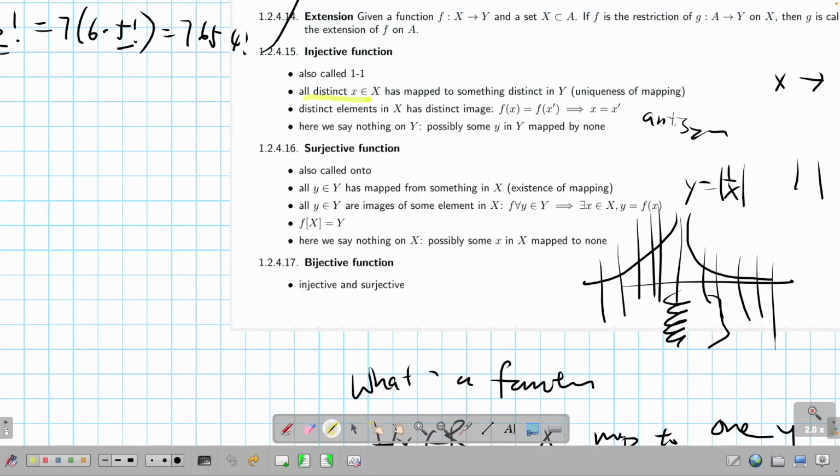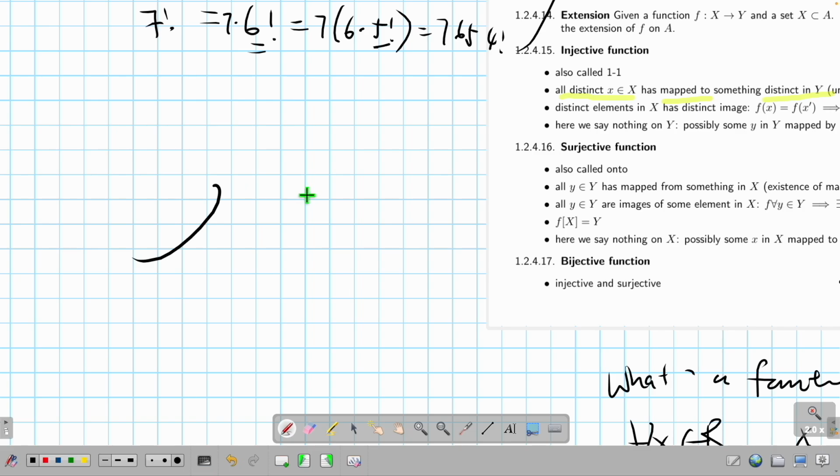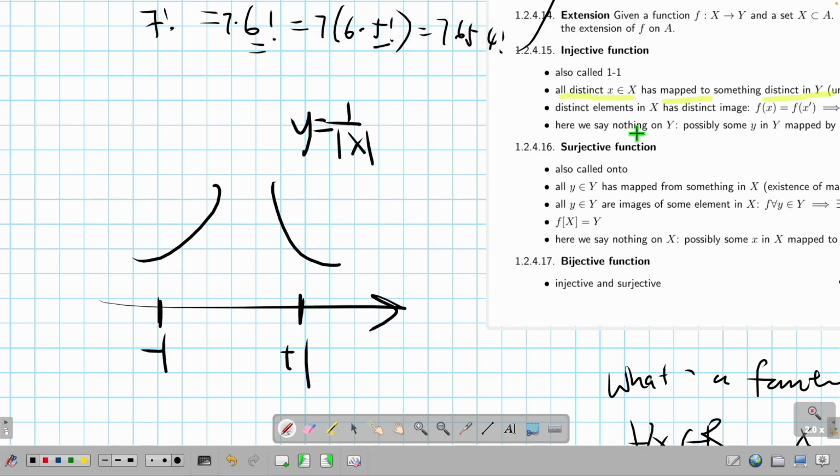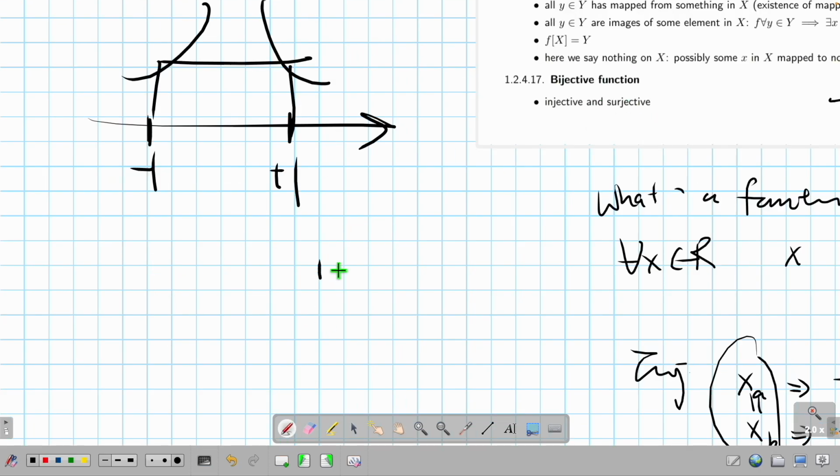What's injective? Distinct x mapped to distinct y. So that means no shared y. So for this function, this is square root. Okay, this y to this. These are positive 1. This is negative 1. Distinct x, not the same x, but they map to the same y. So not injective.